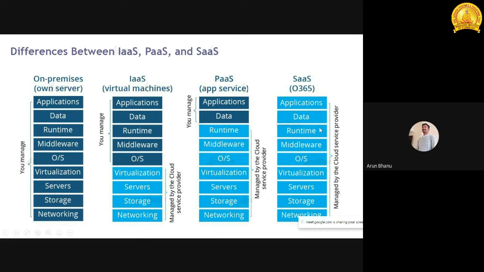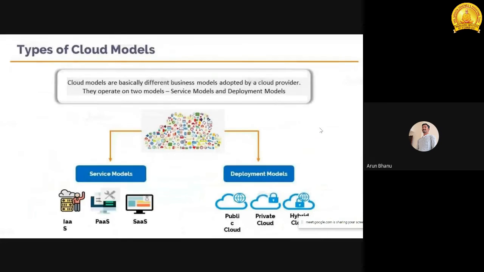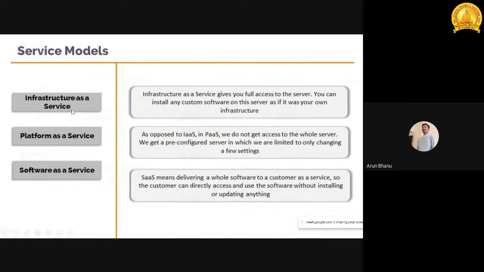Okay, these are the three different models as per the service models. We already saw that infrastructure as a service gives you full access to the server. You can install any custom software on the server as if it was your own infrastructure. So with infrastructure, as I said, you don't worry about the networking or storage. You just open the portal and create a server, and once you create the virtual machine, you will get an external IP address. Using that external IP address, you can connect to the server from your laptop.